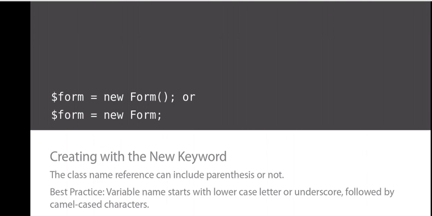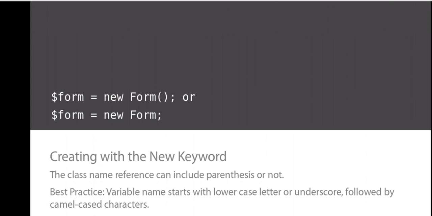Creating an object with the new keyword is done as shown here, either with trailing parentheses or not. Once the statement executes, the form variable is an instance of the form class. Using the trailing parentheses is the most common syntax. As with any PHP variable, use a lowercase letter or underscore, followed by camel case letters for the variable name.